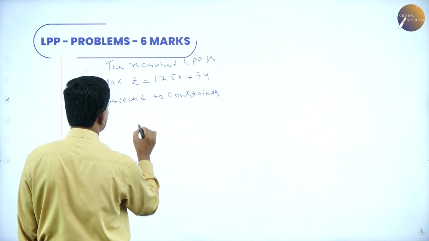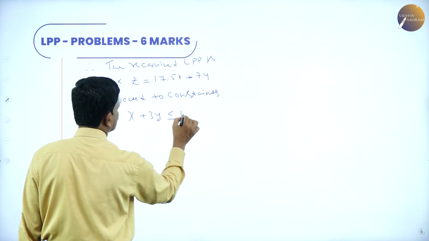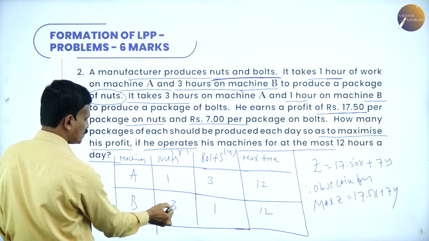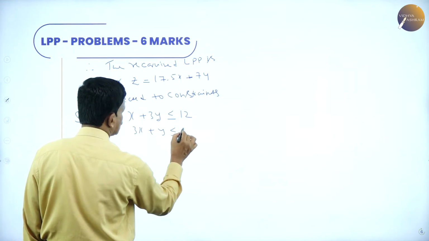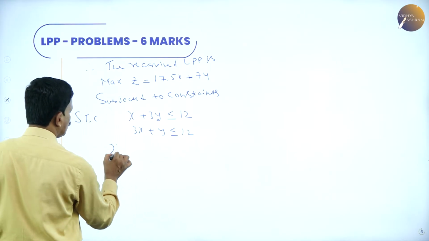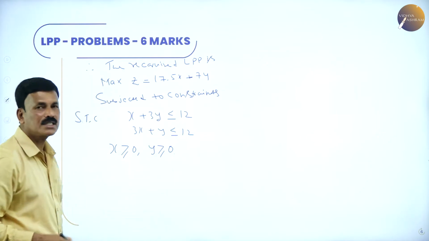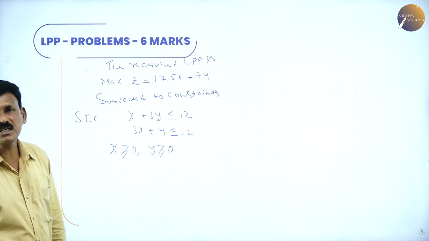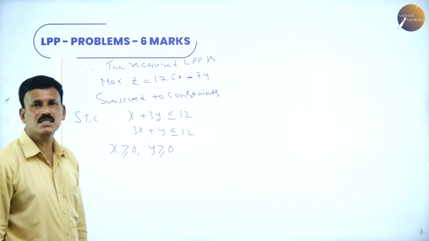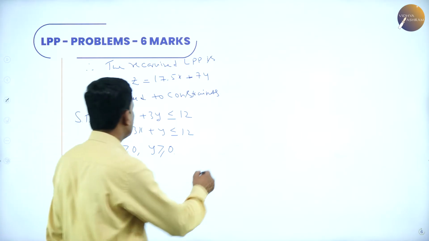x plus 3y is less than or equal to 12 and 3x plus y is less than or equal to 12, and the non-negative restrictions, x is greater than or equal to 0 and y is greater than or equal to 0. This is the required LPP. That's it. Now solve this as usual. Now let us come to the first line.